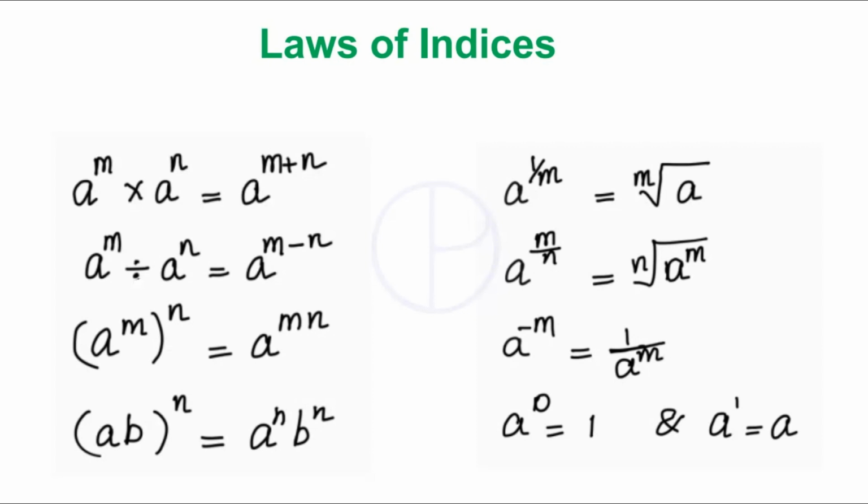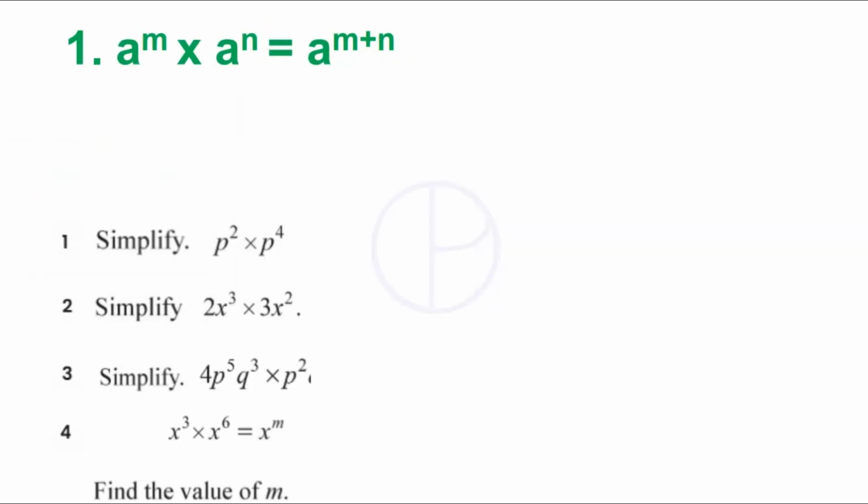In this video, the first law is a power m multiplied by a power n equal to a power m plus n. So multiplying indices. What do you notice here? When we multiply indices, actually we are adding the powers. When you multiply index expressions with the same base, you can add the indices. a power m multiplied by a power n equal to a power m plus n.